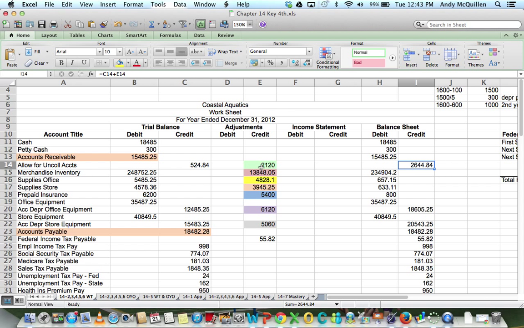Remember, when we have two credits, we add them together. That's how I get $26.44. Now I have two debits. I have a debit and I have a credit, so I subtract those two. That's how I get my balance sheet number. You should have these numbers in the next three. Those are the adjustments that were given to you in the book.